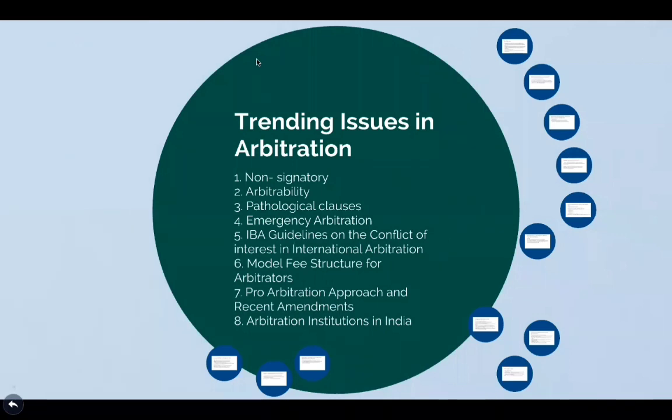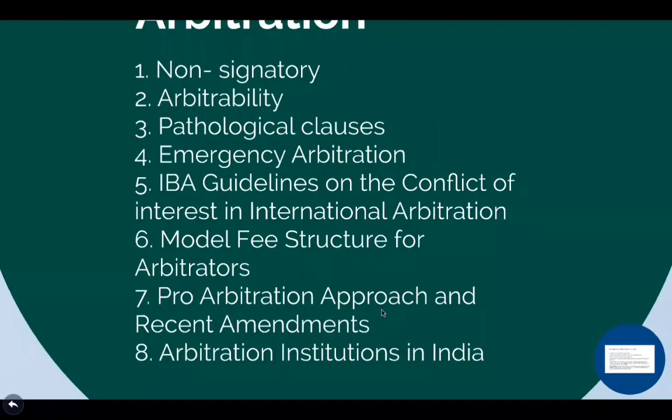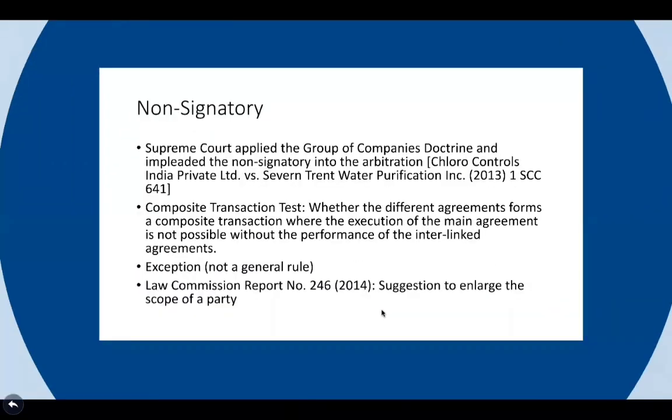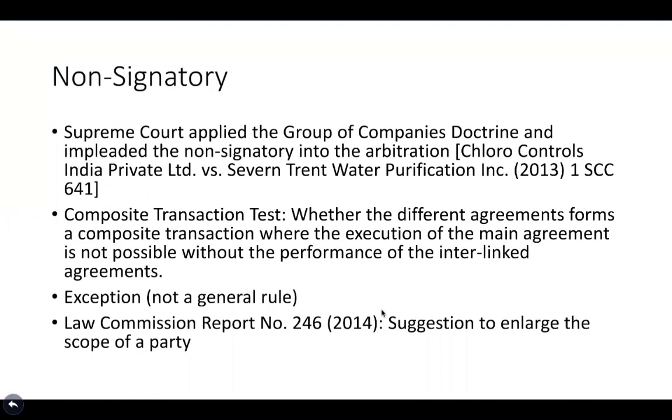There are different issues and we'll be covering some of them because of the time limit. So let's start with the first one. One of the trending issues is whether a non-signatory to arbitration can be impleaded into the arbitration, whether a third party or a non-signatory can also be a party to the arbitration proceeding. So let's say two parties, party A and party B, signed a contract. Party A had a parent company which played a very important role in discussing and negotiating the deal with party B.